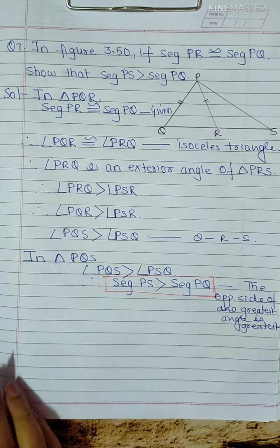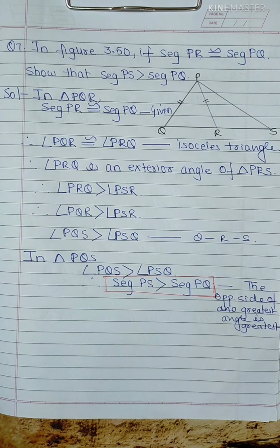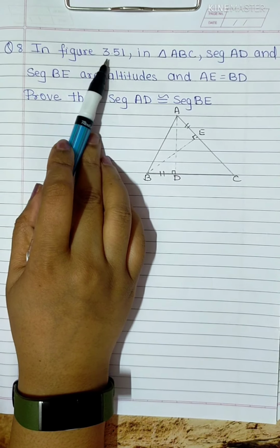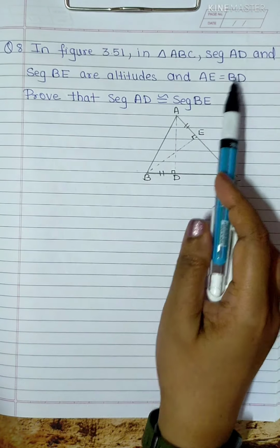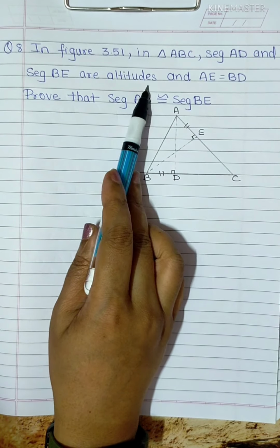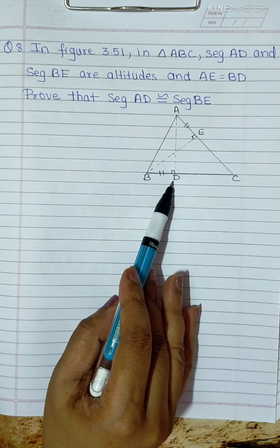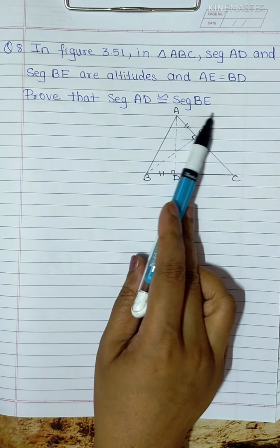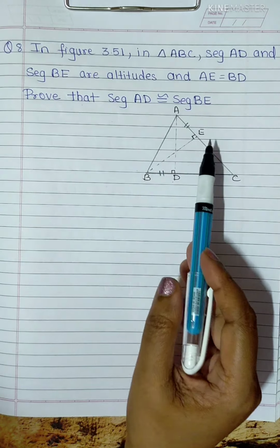We have solved question number 7. Now we are going to solve question number 8 and the last question of practice set 3.4. Now question number 8 is given in figure 3.51. In triangle ABC, segment AD and segment BE are altitudes and AE is equal to BD. Prove that segment AD is congruent to segment BE.